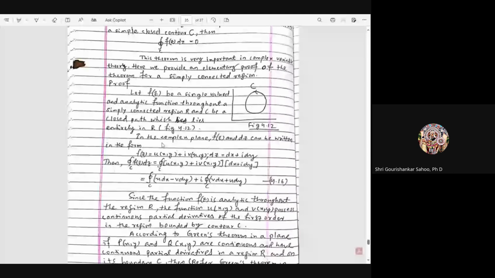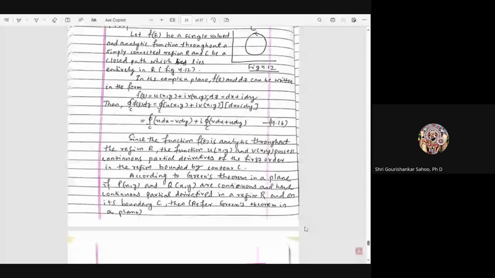So let f(z) be a single valued and analytic function throughout a simply connected region R, and C be a closed path which lies entirely in R. In the complex plane, f(z) and dz can be written in the form f(z) = u + iv and dz = dx + i dy. So the integration over the closed contour C of f(z) dz is equal to the integration over C of (u dx - v dy) plus i multiplied by the integration over C of (v dx + u dy). This is derived from the expression integration over the closed contour of (u + iv)(dx + i dy).